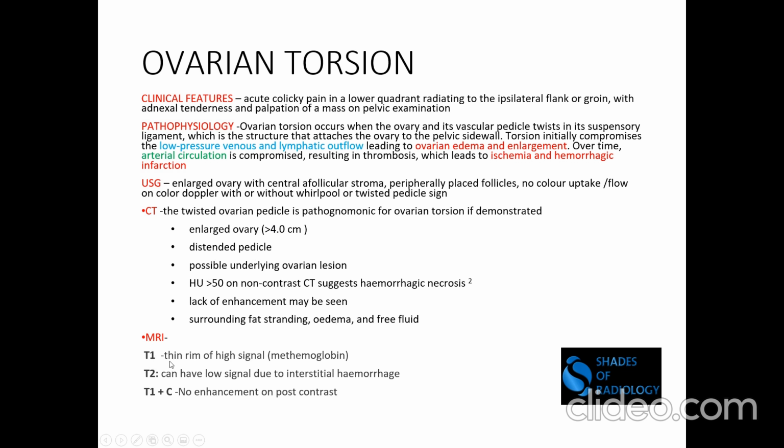On MRI T1, there may be a thin rim of high signal which is due to methemoglobin. T2 can have low signal due to interstitial edema or hemorrhage. On T1 post-contrast images, you can see no enhancement. And on axial GRE images, blooming on GRE is suggestive of hemorrhage or necrosis, which will give a clue for the diagnosis. Along with the twisted or distended ovarian pedicle, which we have seen on the axial GRE images, and the twisted pedicle which is hypoenhancing on post-contrast T1 images, it is pathognomonic for ovarian torsion.